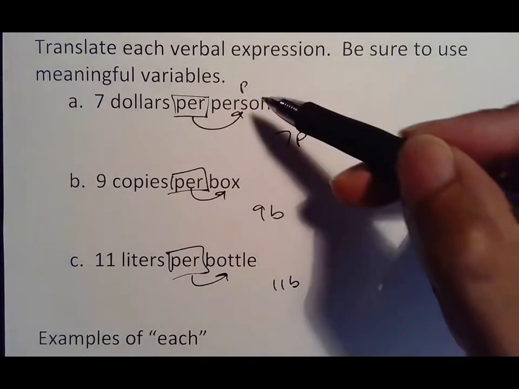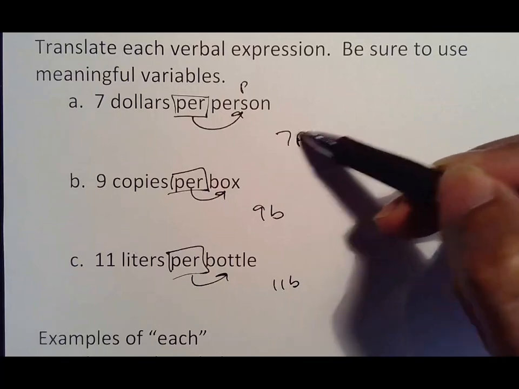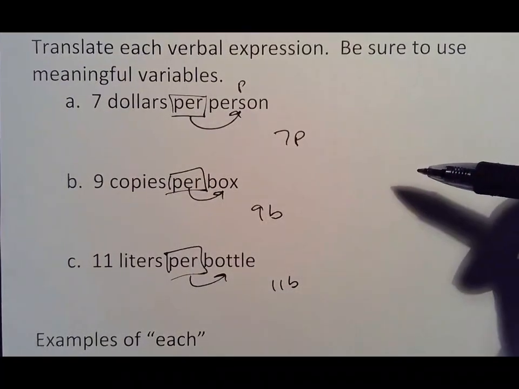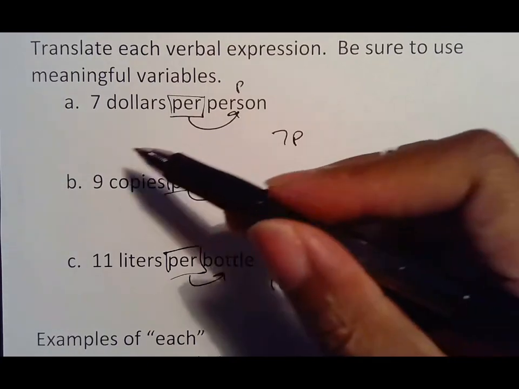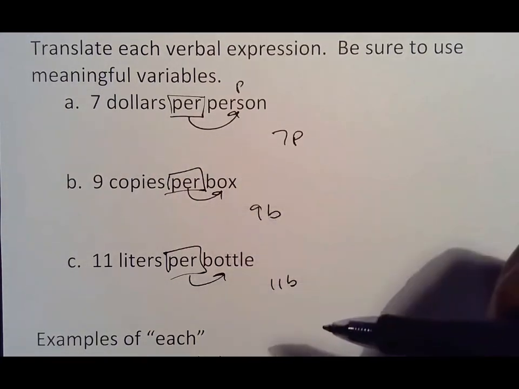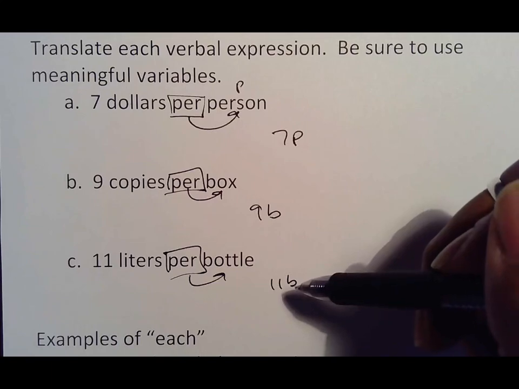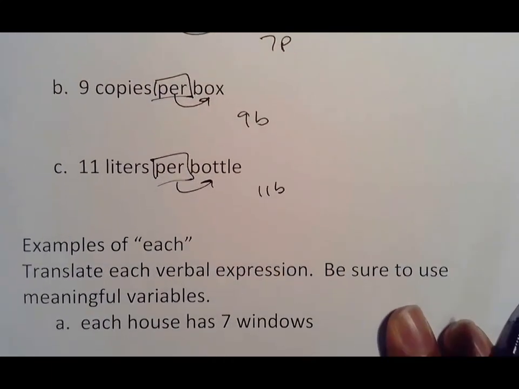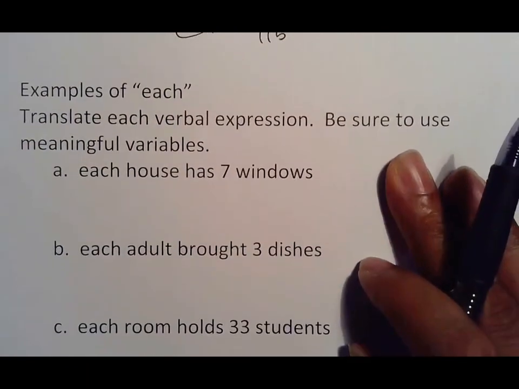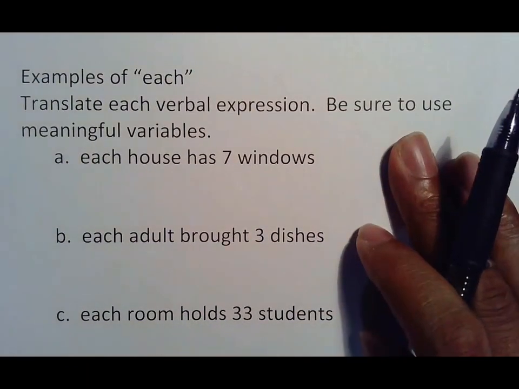For example, if 2 people showed up, it should be 7 times 2, $14 if it was $7 per person. If we bought 5 boxes, it should be 9 times 5, which would be 45 altogether. If there were 10 bottles, it would be 11 times 10, which would be 110. So again, you want to make sure that that variable is there for per. Each is the same way, it's just worded differently, so be careful.